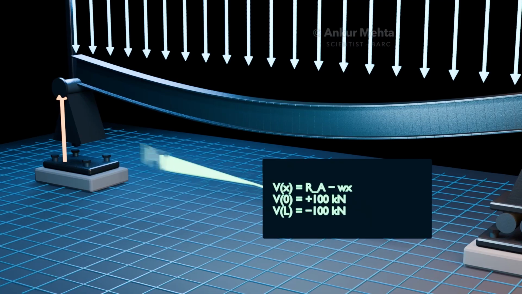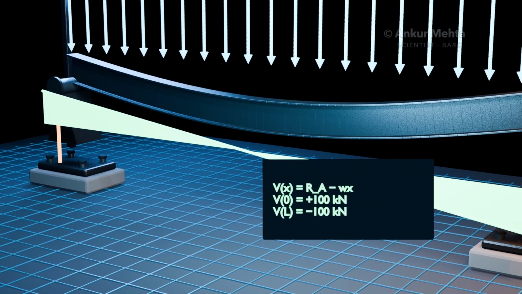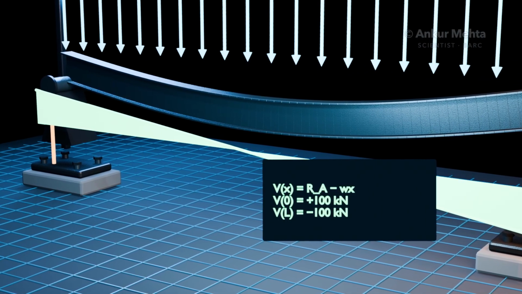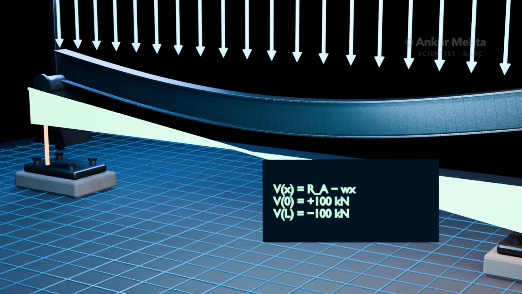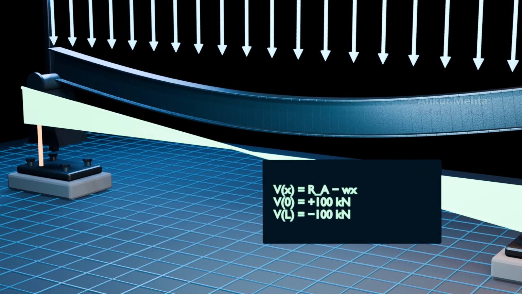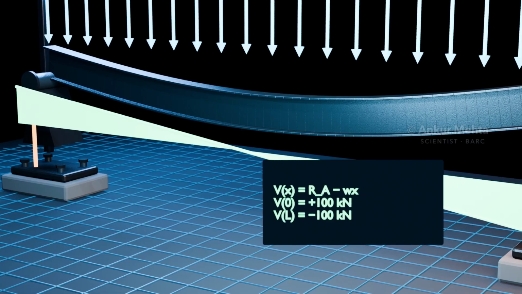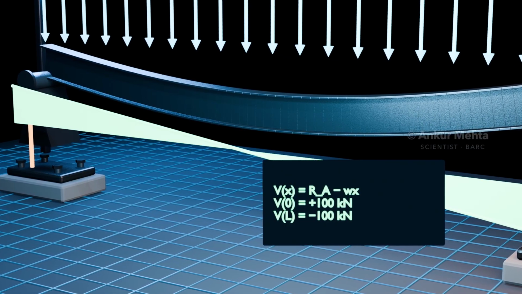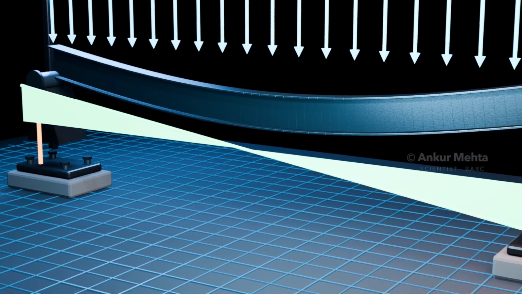Next, examine the shear force diagram. Starting from plus 100 kilonewtons at the left reaction, shear decreases linearly under the constant distributed load. It crosses zero at midspan and reaches minus 100 kilonewtons immediately before the right reaction.